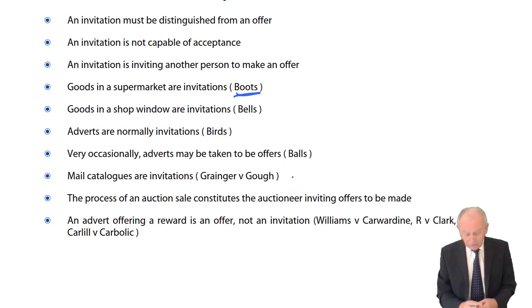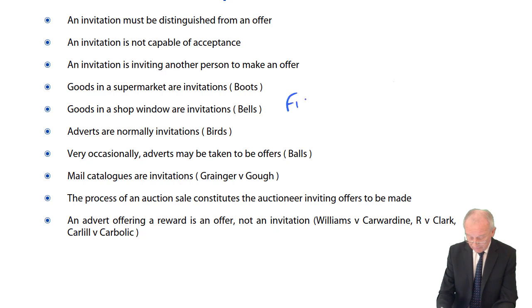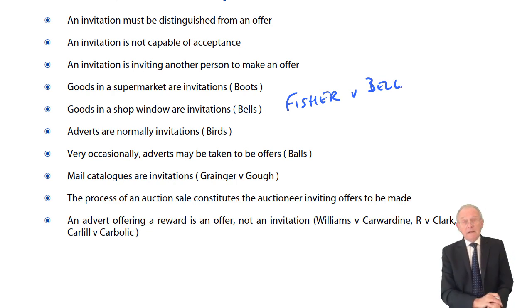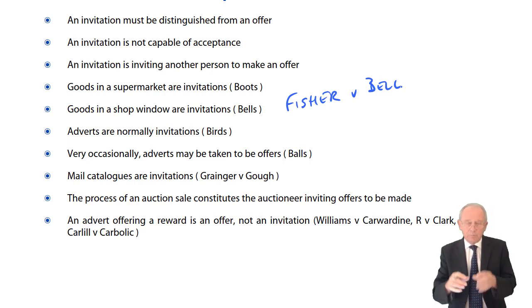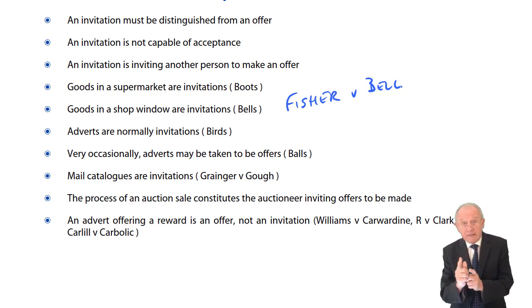Goods in a shop window is a case which involved the defendant called Bell. The case is called Fisher and Bell. I'll write it down, but remember, there's no need for you to remember the names. Fisher and Bell was about a Glaswegian shopkeeper who had put in a window a flick knife. I'm assuming that if you are from the UK, you do know what a flick knife is. It's an offensive weapon, and you push a button and the blade flicks out. So it's an automatic offensive weapon. You push that button on the handle, this blade flicks out, and you've got a deadly weapon in your hand.